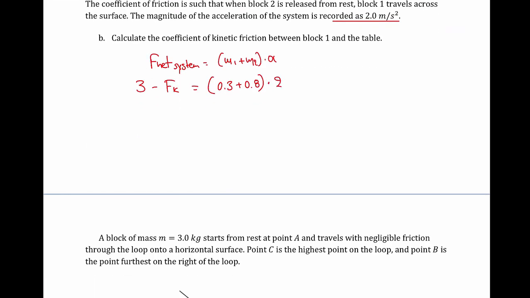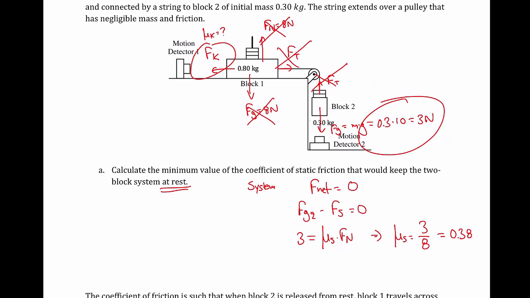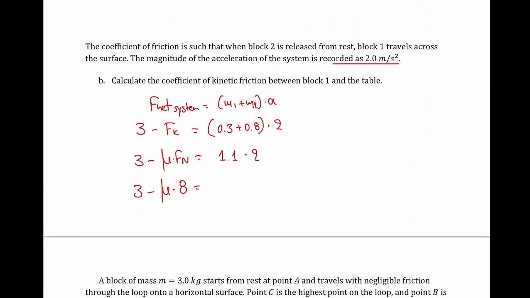that is 2. Now, we don't need to find the friction, we need to find the coefficient of friction, so we have to replace wherever we see fk with mu multiplied by F normal. It is equal to 1.1 times 2, so 3 minus mu multiplied by 8 Newton, that is the normal force, is equal to 2.2. We separate the terms of this equation, so 3 minus 2.2 is equal to mu times 8. This is 0.8 equal to mu times 8, and from this we get that the mu kinetic is equal to 0.8 over 8, or 0.1.